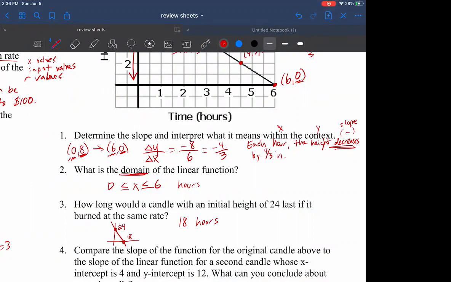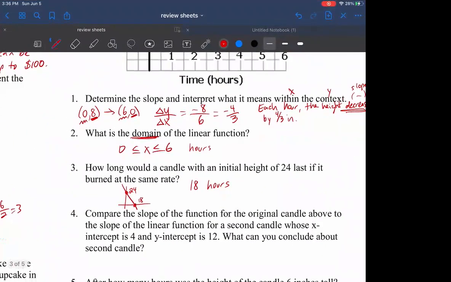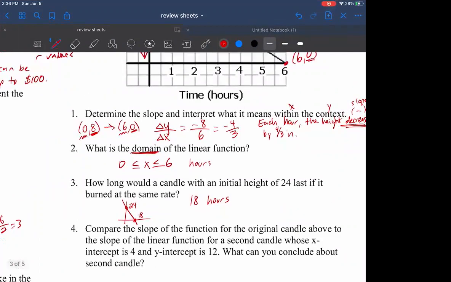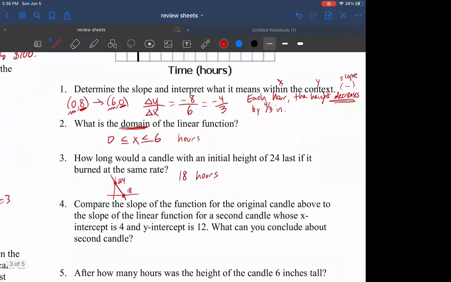Okay, and that kind of makes sense too, because look, if it originally started at 8 and that goes up to 24, that means that's 3 times as tall. And because it's linear, it's going to take 3 times as long. It used to take 6 hours, now it takes 18. And 6 times 3 is 18.